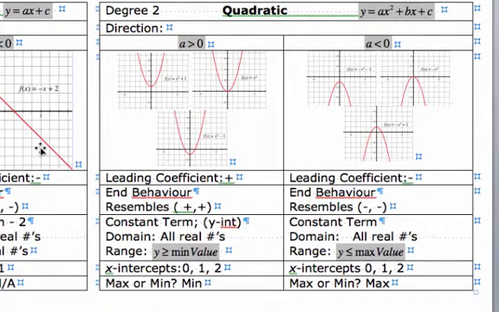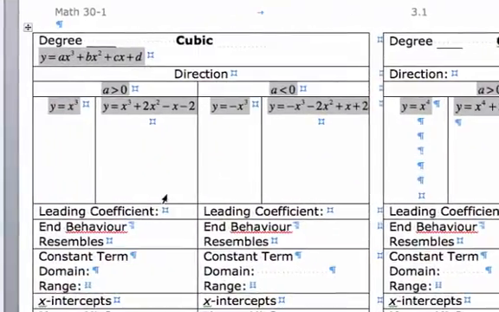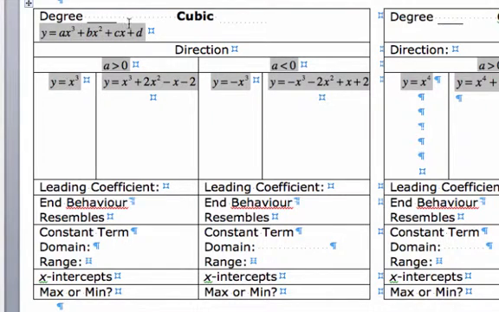Okay, so let's continue on to talk about the third type of polynomial. So this can be the cubic function. It has a degree of 3.